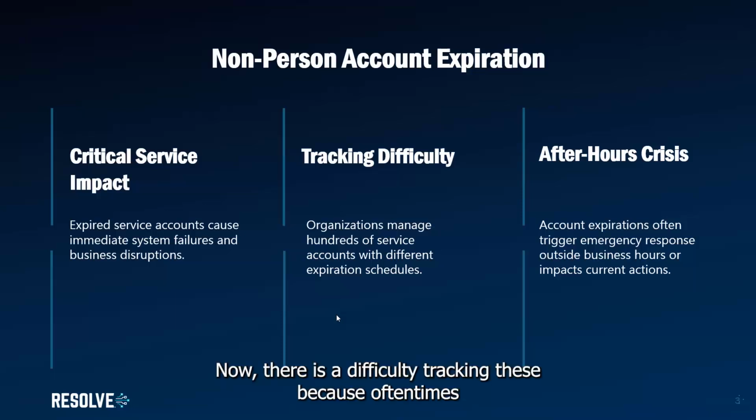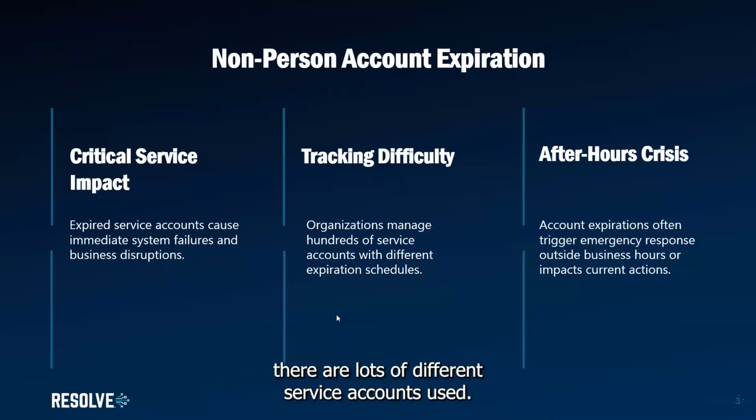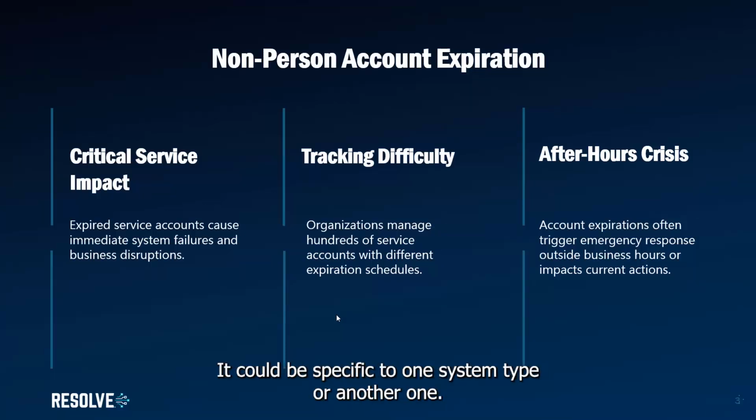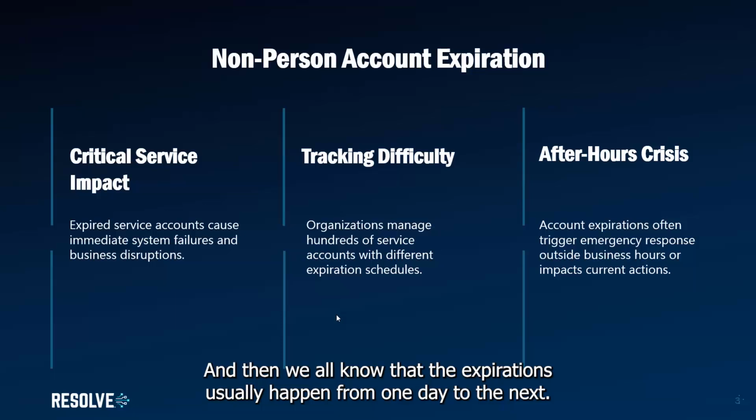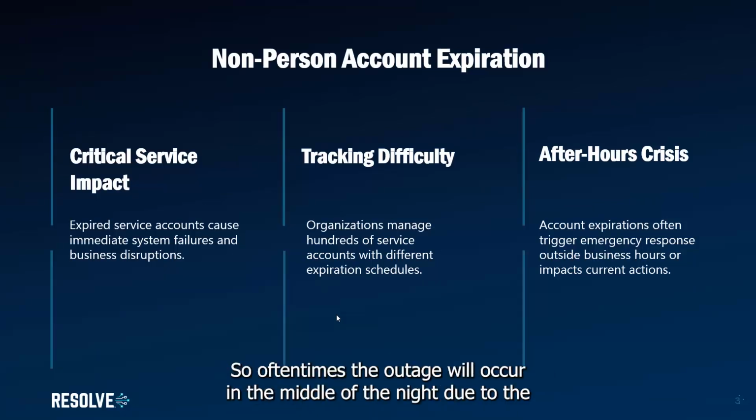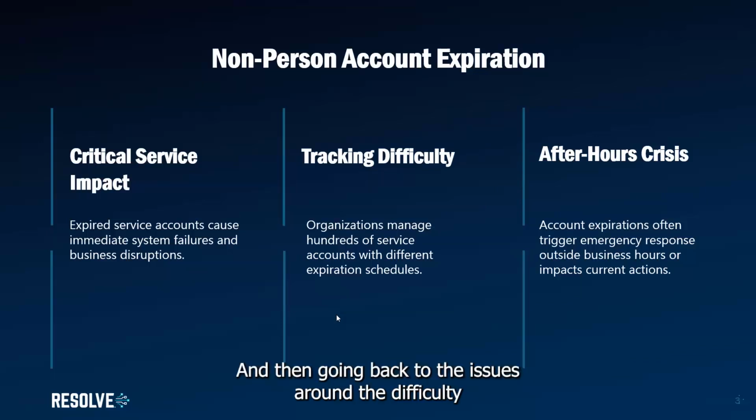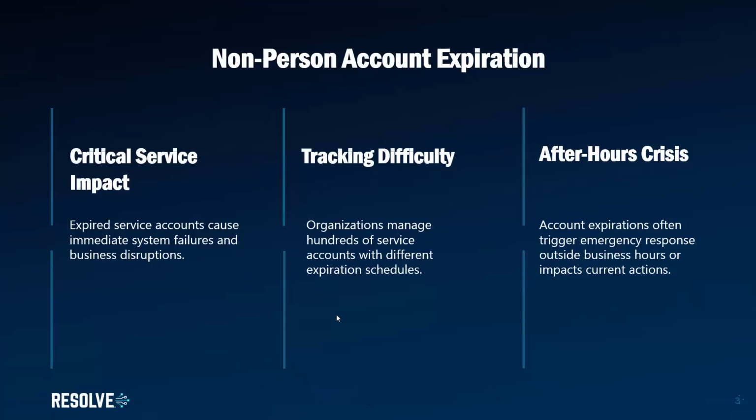Now, there is a difficulty tracking these because oftentimes there are lots of different service accounts used. There could be a number of permissions that are required. It could be specific to one system type or another one. And then we all know that the expirations usually happen from one day to the next. So oftentimes the outage will occur in the middle of the night due to the day change, where it may then be impacting for several hours before it is found, and then going back to the issues around the difficulty tracking this particular issue.